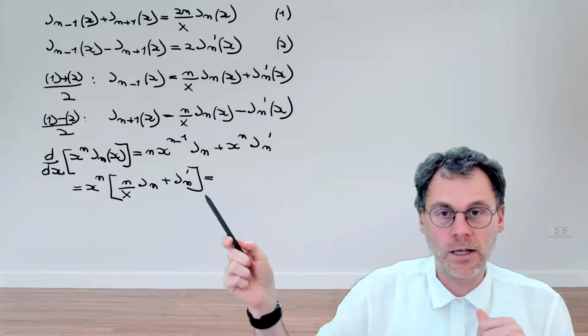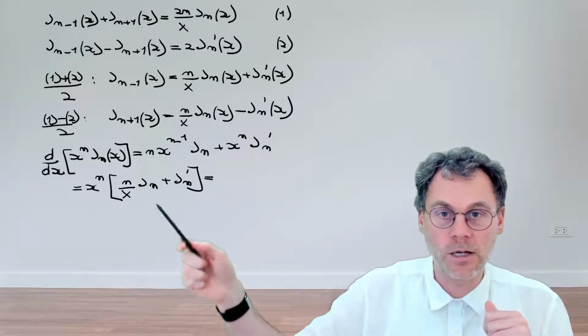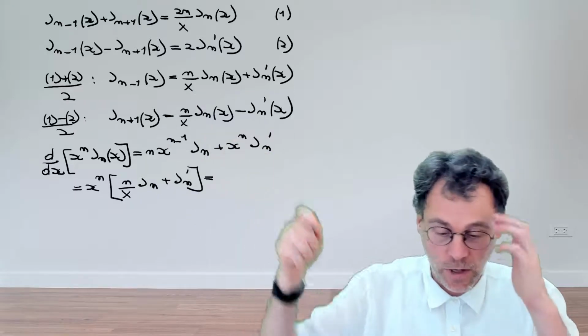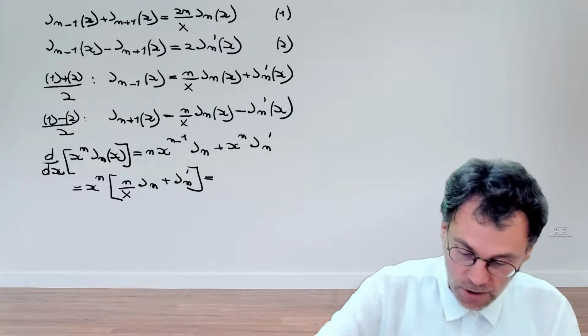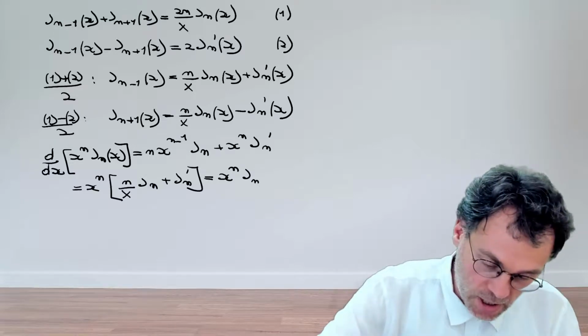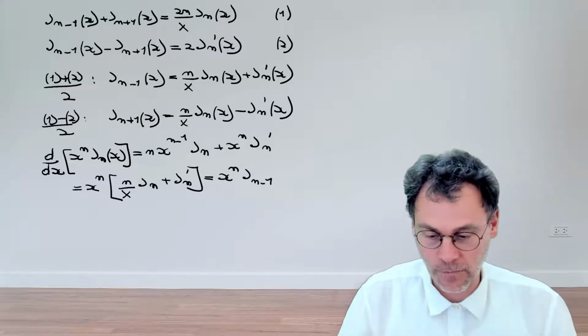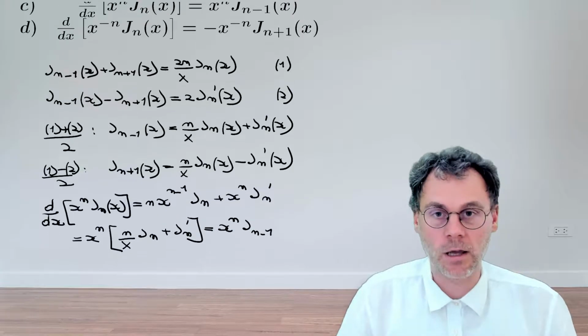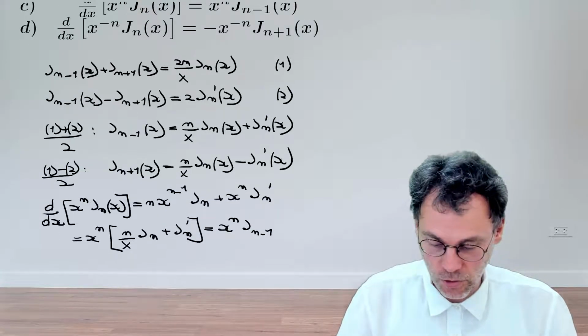And if we identify the stuff between square brackets here, that's exactly this equation over there. So we can show that this is equal to x^n J_{n-1}. Let's just quickly double check. Indeed, this is what we needed to show.